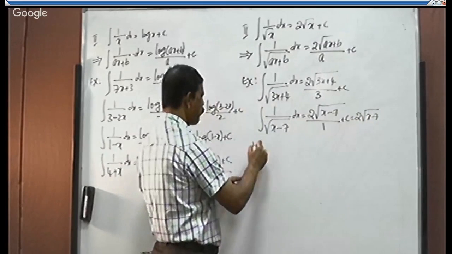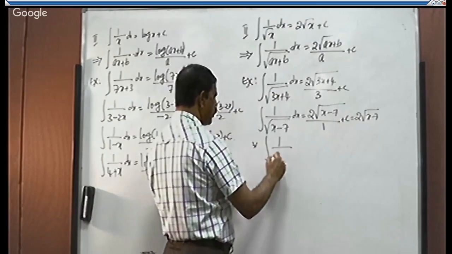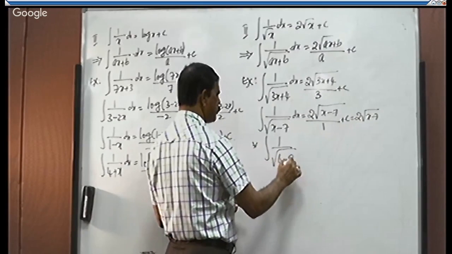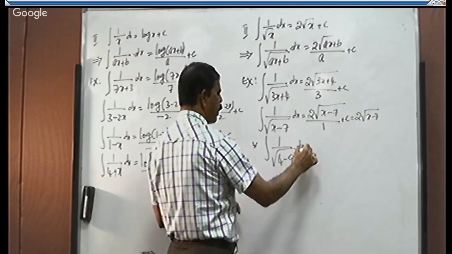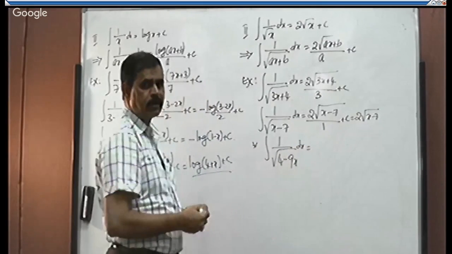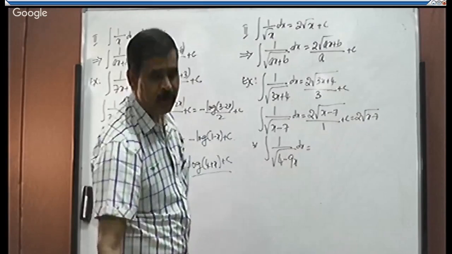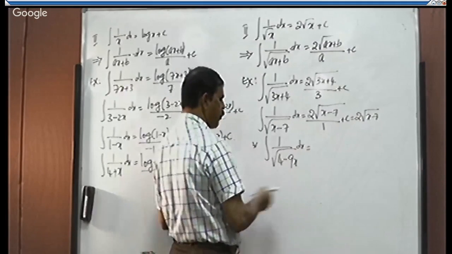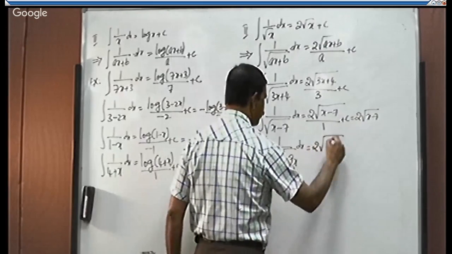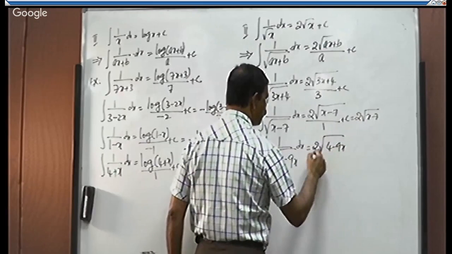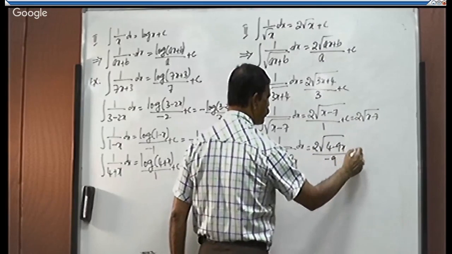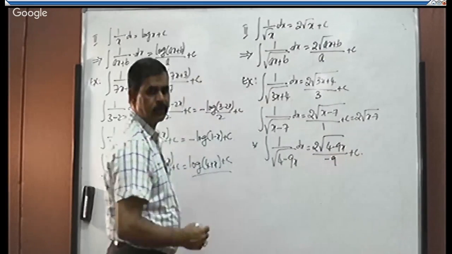Integration of 1 divided by root of 4 minus 9x dx. It is also of the ax plus b form. What is a? A is minus 9. What is b? B is 4. That is 2 root of 4 minus 9x divided by the x coefficient, that is minus 9, plus c.